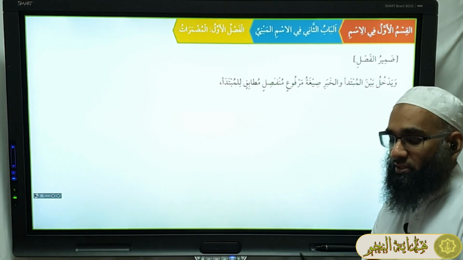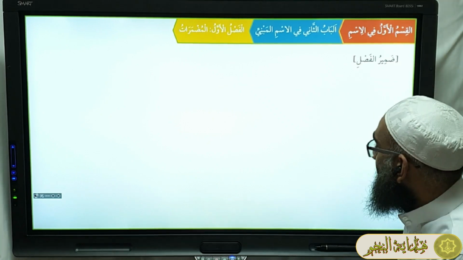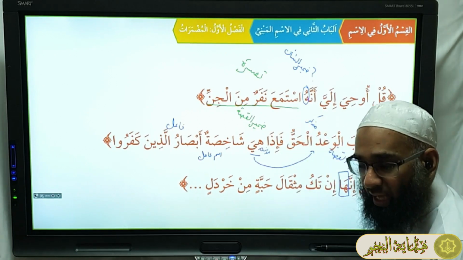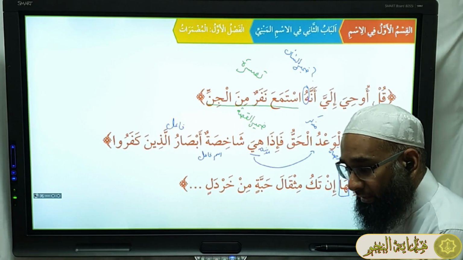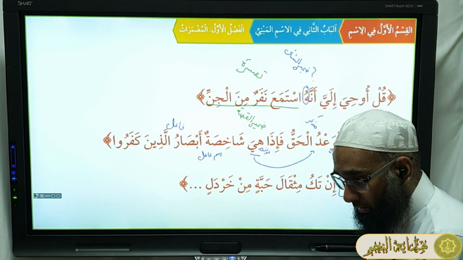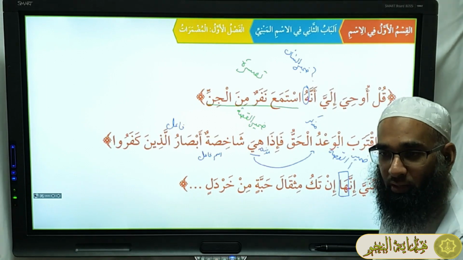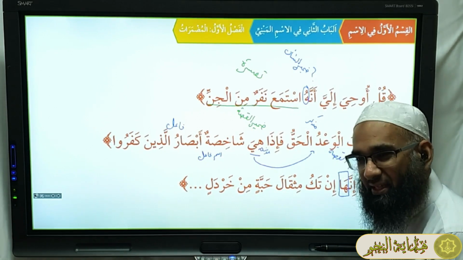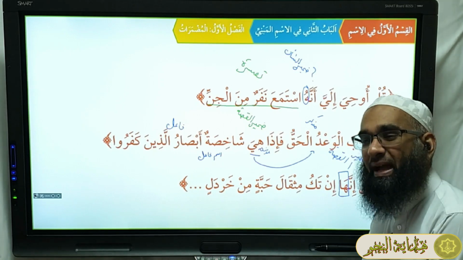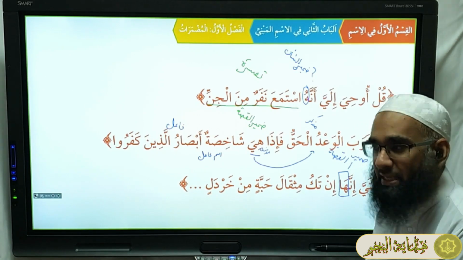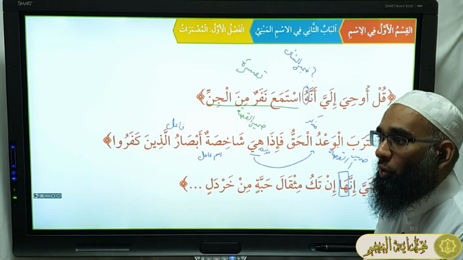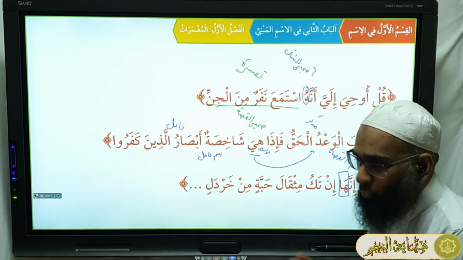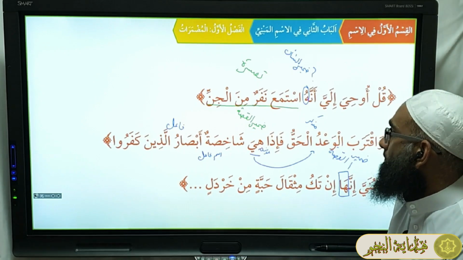So dhamirul sha'an and dhamirul qissa don't have to be marfu', and they don't have to be muttasil or munfasil. For example, qul huwa, that huwa is a dhamir. It won't be majrur, but it'll be either mubtada or it will be preceded by a nasikh, kana or inna, usually inna. So it doesn't have to be marfu' or mansub, it can be either one of the two. It doesn't have to be muttasil or munfasil. Okay, are those the two questions that you had? Yes? Okay.